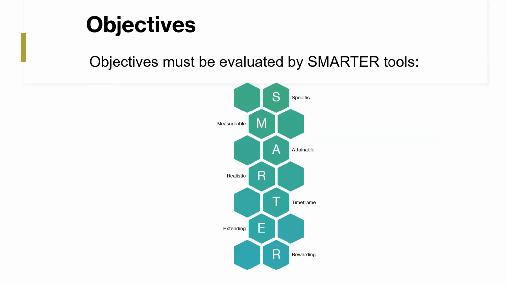And then for the objective, there are words that must be present when making an objective statement. So it is the concept of SMARTER. What is SMARTER? It must be specific: what you are trying to achieve, specifically and with focus. And then it must be measurable. Okay, attainable, realistic, time frame extending, and rewarding. So these are the elements that must be present in making your objective.